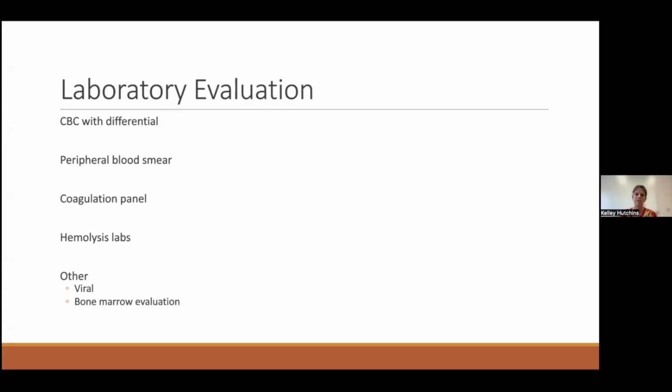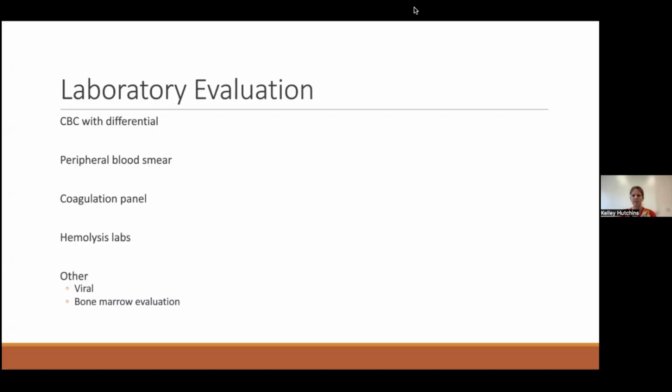Coagulation panel, and this is not like a mass, every child needs all of these things, but some things to think about based on the history and physical for the patient. So your coagulation panel, right, if you're concerned about TTP or HUS, getting PT, PTT, fibrinogen, just to see if there's evidence of one of those processes happening. Hemolysis labs, so LDH, reticulocyte count, bilirubin, helpful as well to see if there's a hemolytic process contributing.